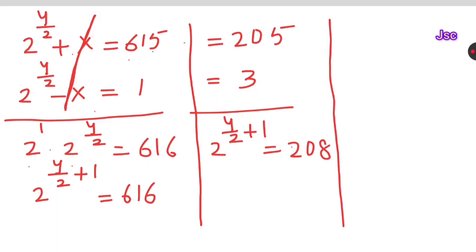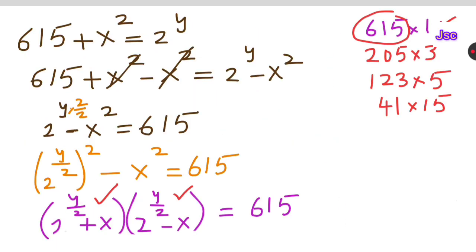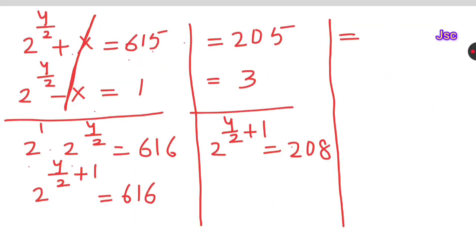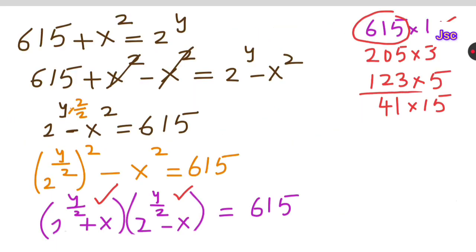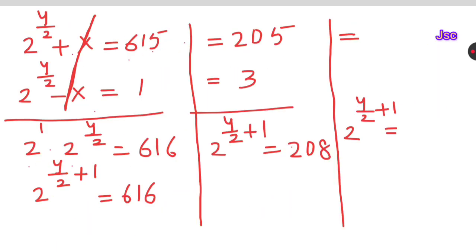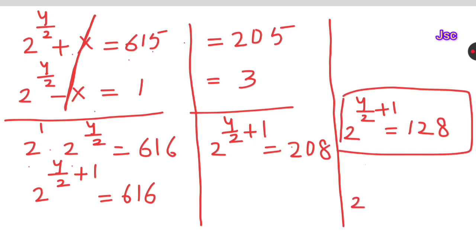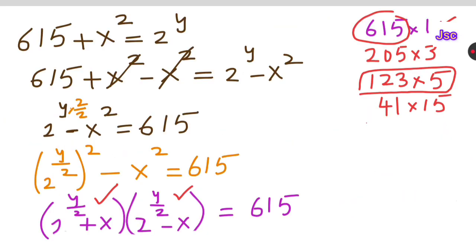This is for the second term. Same like that, the third term 123 times 5. So I am going to take 2 raised to the power of y over 2 plus 1, that is equal to 123 plus 5, which gives 128. This is for the third factor. And the fourth factor, 2 raised to the power of y over 2 plus 1, that is equal to 41 plus 15, which gives 59.